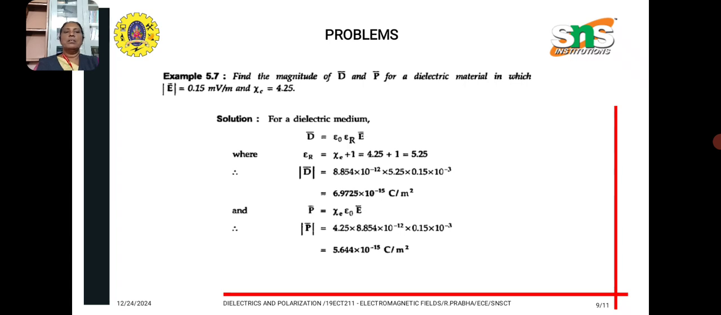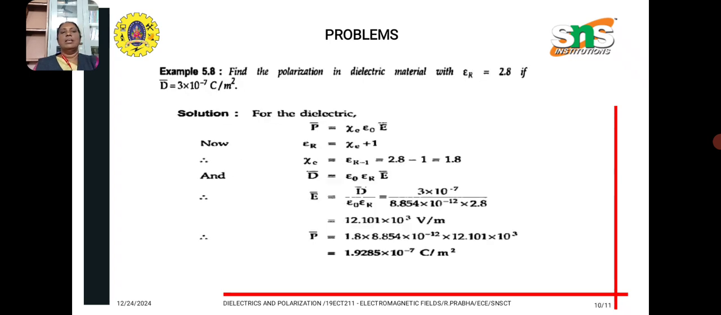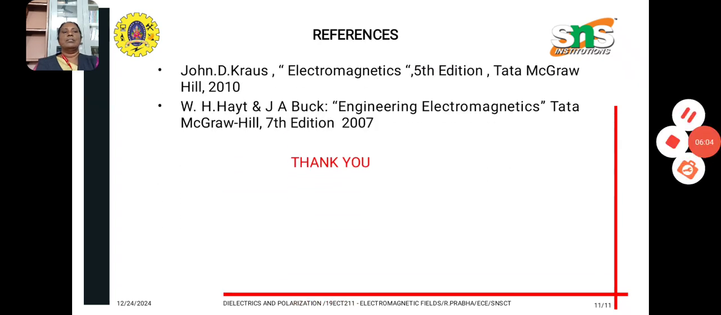The problem is to find the magnitude of D vector and P vector for a dielectric material in which the epsilon value is 0.15 millivolts per meter and chi e is equal to 4.25. For a dielectric medium, D can be given as epsilon naught epsilon r E, and D is given by 6.9729 into 10 power minus 19 coulomb per meter square, and the polarization is chi e epsilon naught E, and it is given by 8.644 into 10 power minus 10 coulombs per meter square. Thank you.